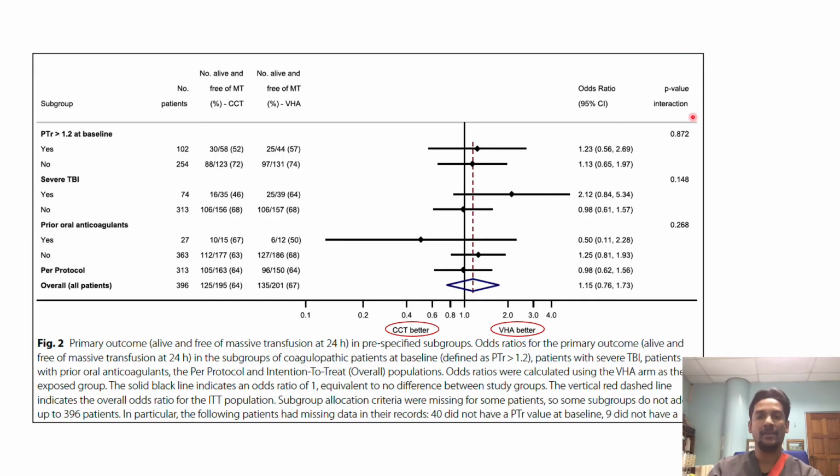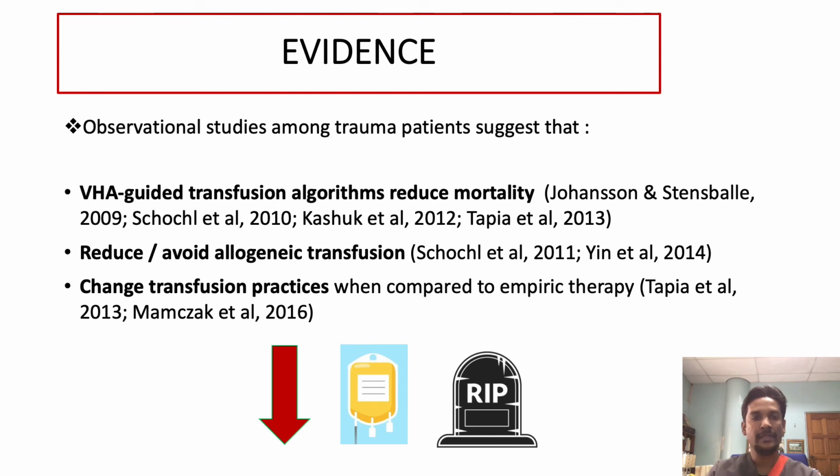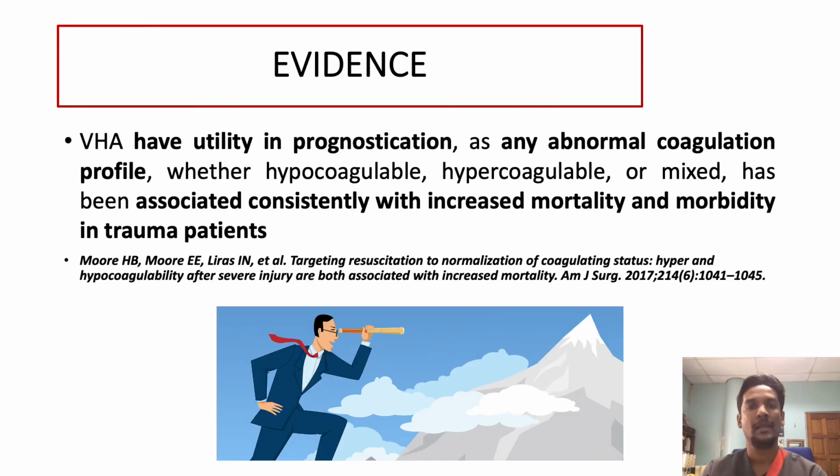Even though results of the Hemostatic study were not statistically significant, some benefit was actually seen in the VHA group, as you can view in this graph. Observational studies showed that VHA-guided transfusion algorithm reduced mortality, reduced allogenic transfusion, and changed transfusion practices. VHA was also found to have utility in prognostication. Any abnormal values were associated with increased mortality and morbidity in trauma patients.